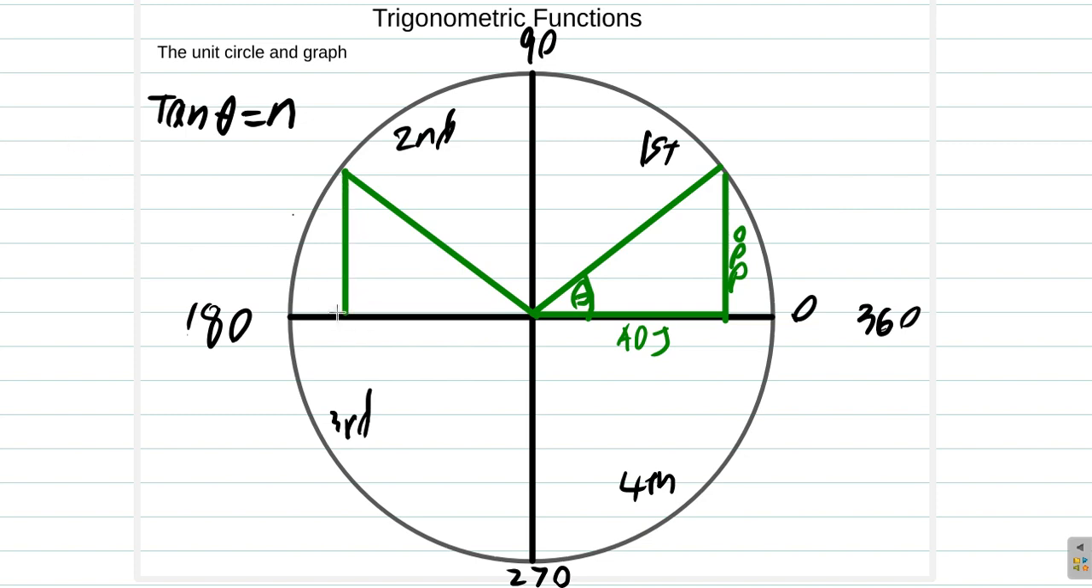Now, what we see is that this opposite divided by this adjacent will be a negative, because while the opposite goes upward, it's positive, the adjacent runs to the left from the center. It's negative. We're going to see that later on. So let us use this triangle then and see what will happen. This opposite is positive, this adjacent is negative.